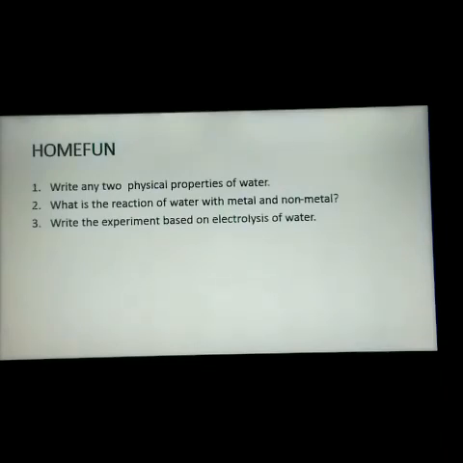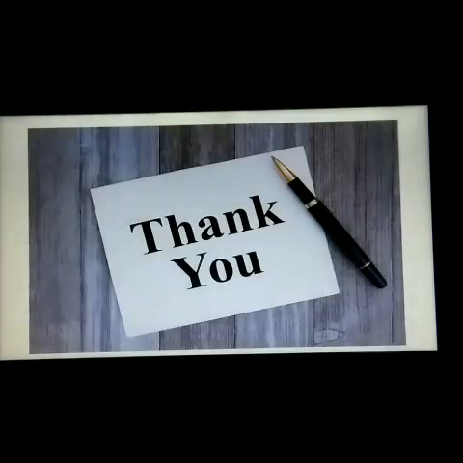And then your today's homework: your first question, write any two physical properties of water; the second question, what is the reaction of water with the metal and non-metal; and the third question, write the experiment based upon electrolysis of water. Thank you, children.